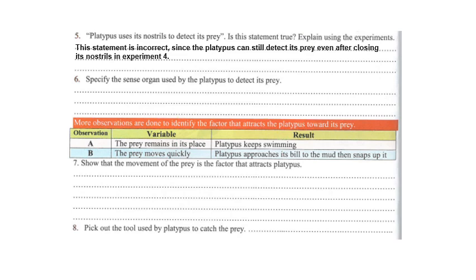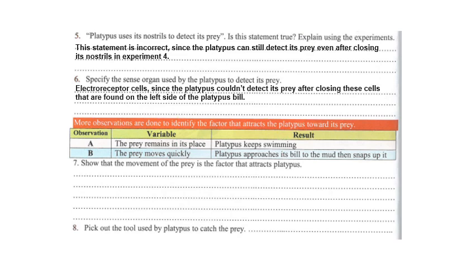6. Specify the sense organ used by the platypus to detect its prey. So we answer, then we justify. The sense organs are the electroreceptor cells since the platypus couldn't detect its prey after closing these cells that are found on the left side of the platypus bill, as mentioned in experiment 3.